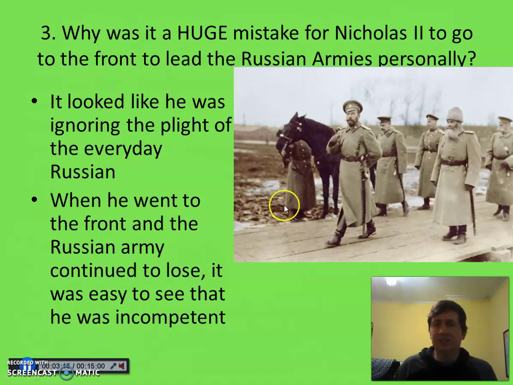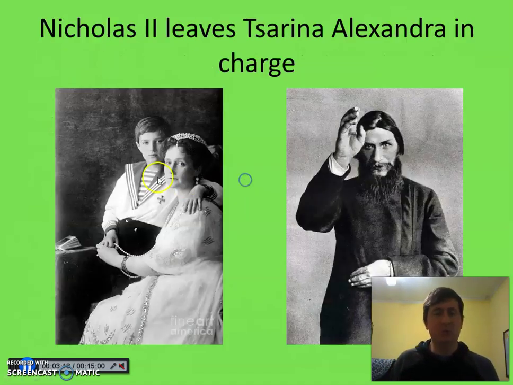The other reason that this is a huge problem is that he puts his wife in charge. Now, I have no problem with women being in charge, but his wife doesn't know what she's doing either. She's also been super concerned about her son, Alexei. Alexei was born with hemophilia, which means that when he gets a bruise or a cut, he could bleed to death. His blood doesn't clot like most people's does. And so just falling down and bumping his knee could kill him, because he could just bleed until he dies.